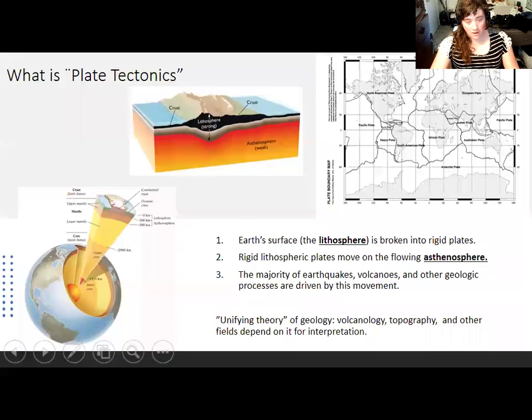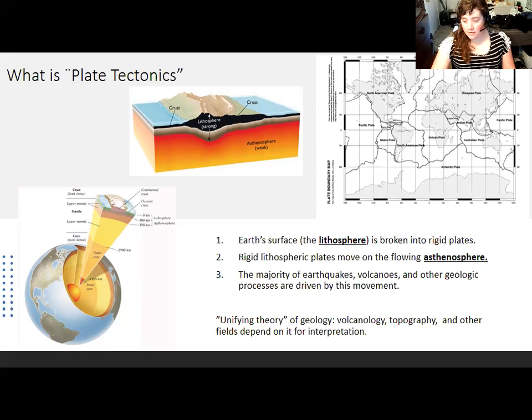Okay. So what is plate tectonics? Plate tectonics is the theory that the Earth has a surface that is broken into rigid plates, and that these plates move on the flowing asthenosphere underneath, and that these plates move relative to one another. And plate tectonics states that the vast majority of earthquakes, volcanoes, and other geologic processes can be explained by this movement or are somehow linked to it.